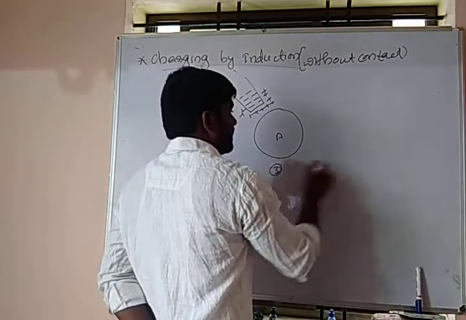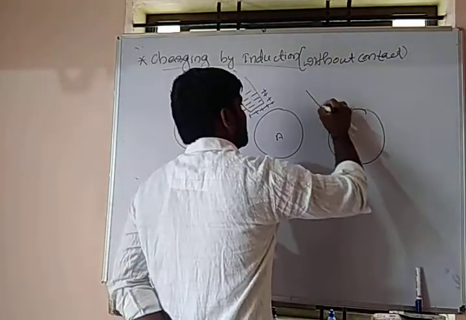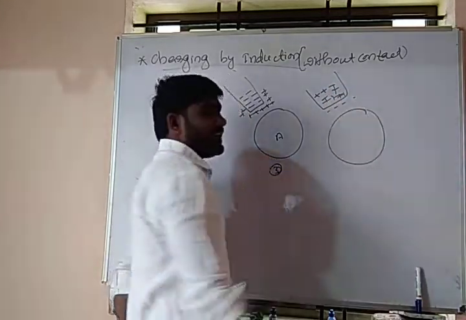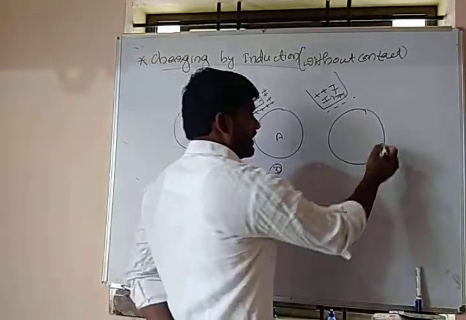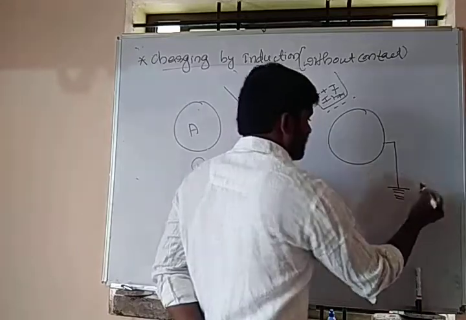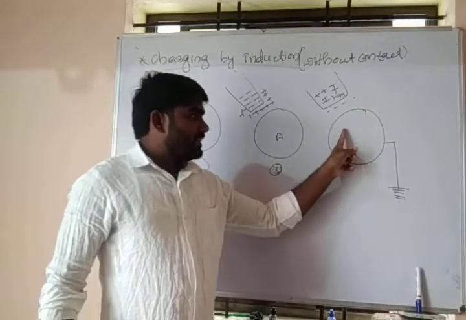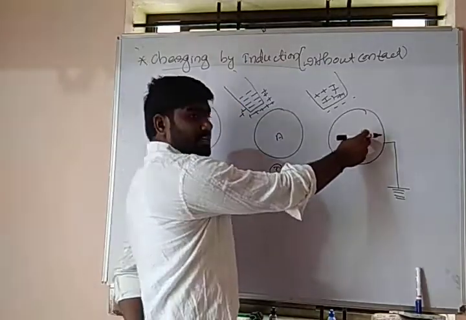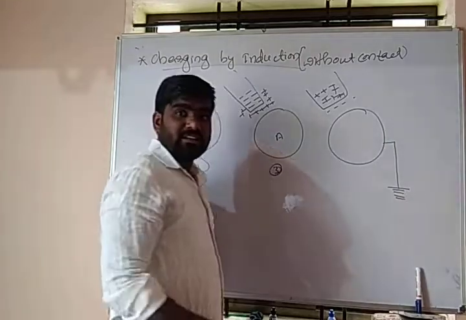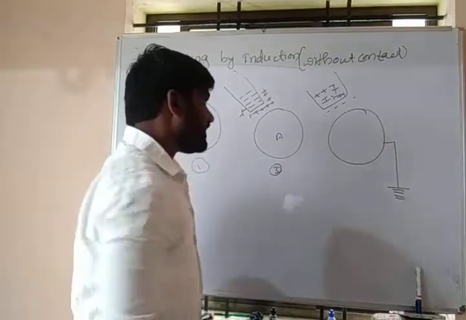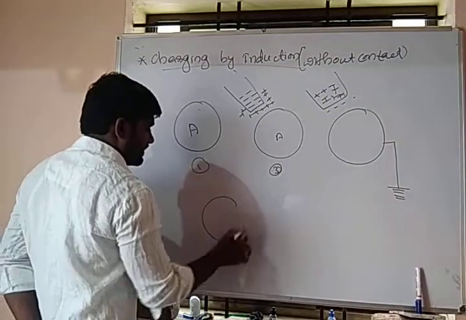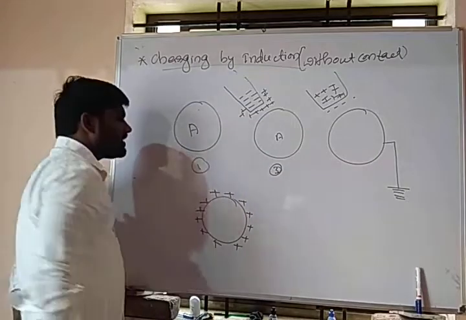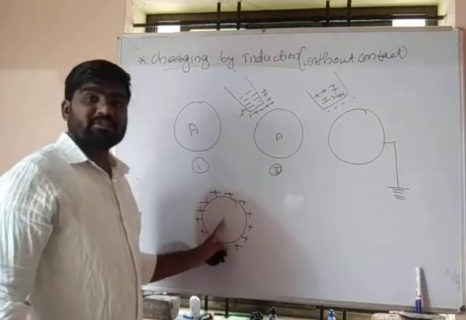In the third figure, what am I doing here, positive. Here will be your negative. In the third case, what I am doing, I am earthing this sphere. Then what happens? Whatever electrons are present in this go to the earth. Then what remains there? Only positive charge remains. These positive charges are shifted on the sphere. This gets positively charged.